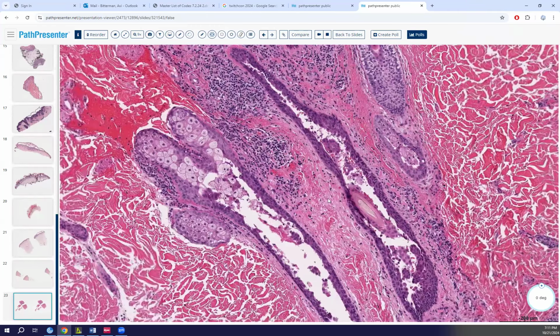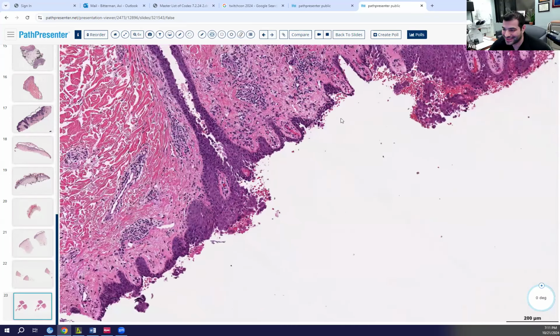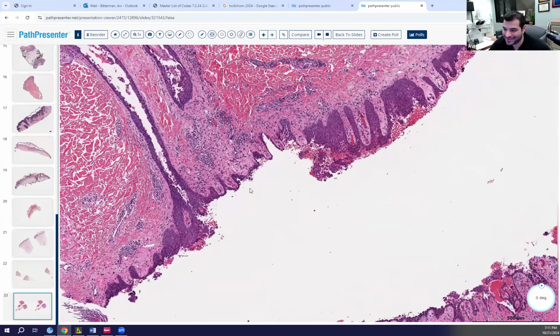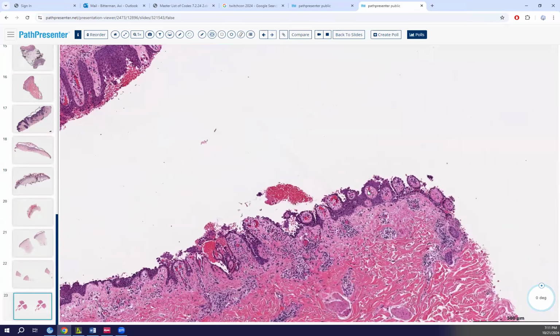All the way down the hair follicle, with the intraepidermal split. This is pemphigus vulgaris. Good job, guys.